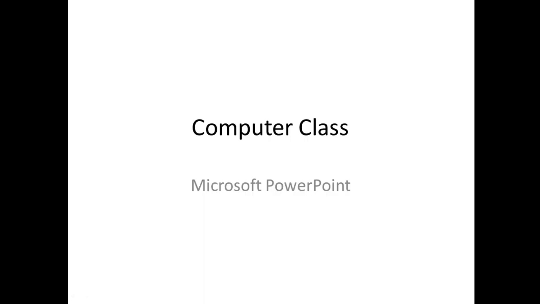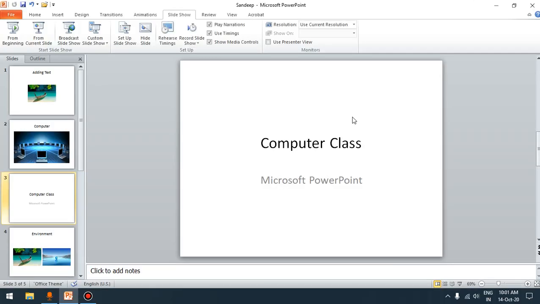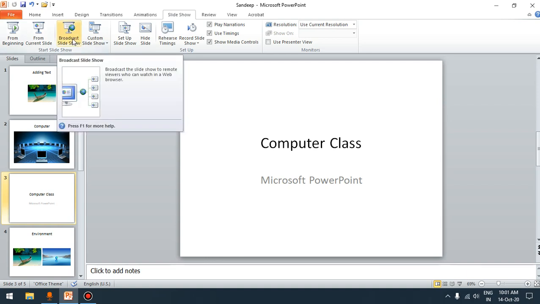So if I click over it, you can see the slide which is selected, or which is the current slide, we are able to view the slideshow from that slide instead of the first slide. Now to exit it, we will press the Escape key from the keyboard. Next option is broadcast slideshow.